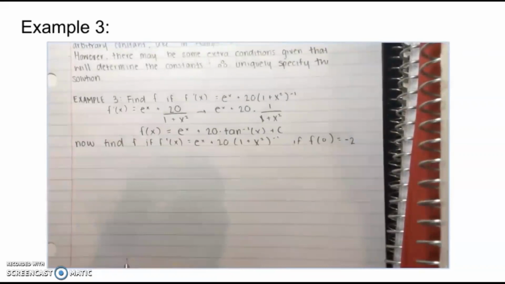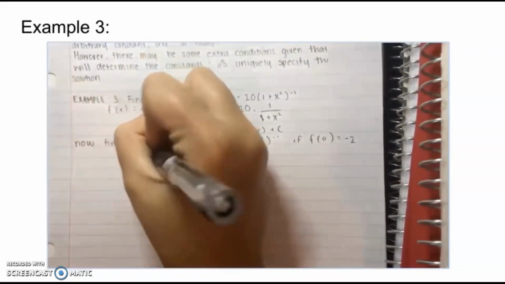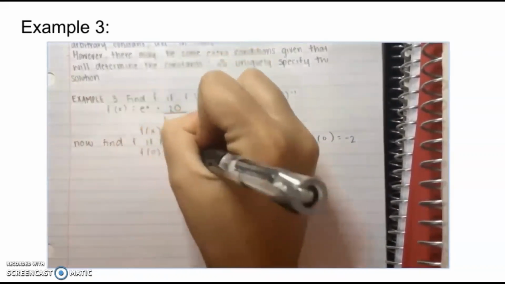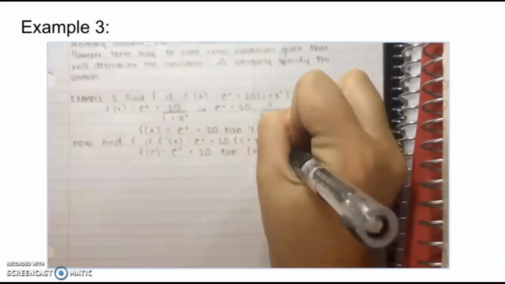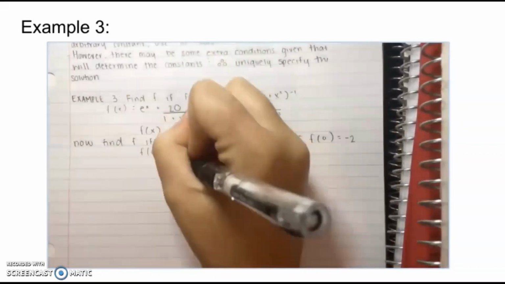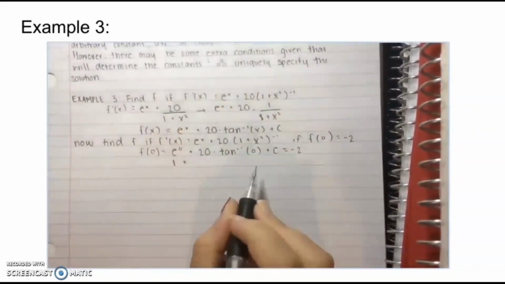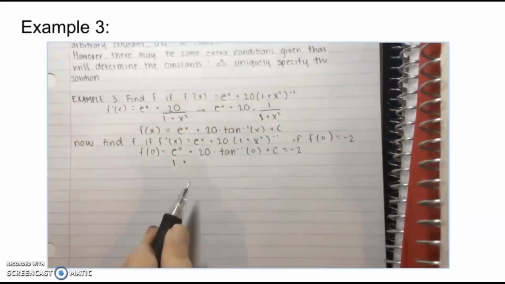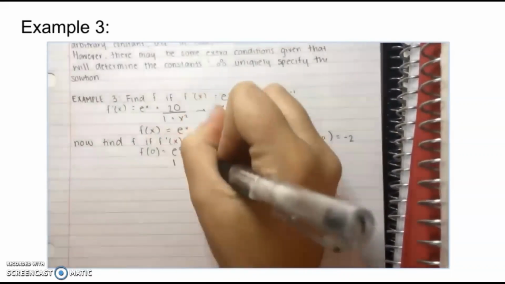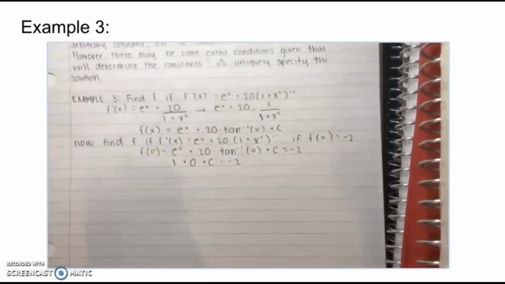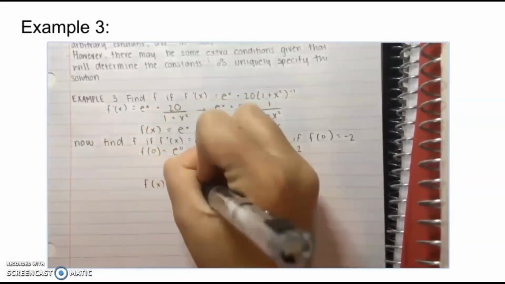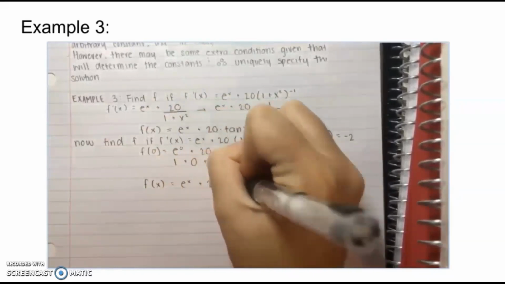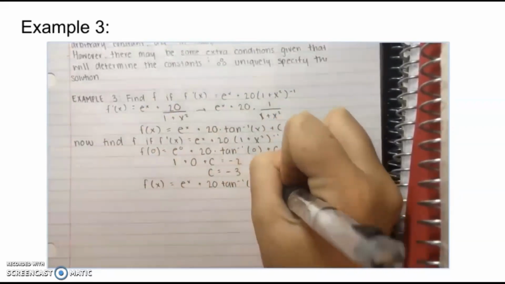Now, to find c, all we have to do is plug in 0 and set it equal to negative 2. So we can do f of 0 equals e to 0 plus 20 times inverse tan of 0 plus c equal to negative 2. Now e to the 0 is 1, plus inverse tan of 0 is 0, because when you think of a unit circle, it's 0, times 20, 0 times a number is 0. We get 1 plus c equals negative 2. Now we need to get c alone, which means c equals negative 3. Now, to get the final equation, we should plug it back in. So we get f of x equals e to the x plus 20 times tan inverse of x minus 3. Very good.